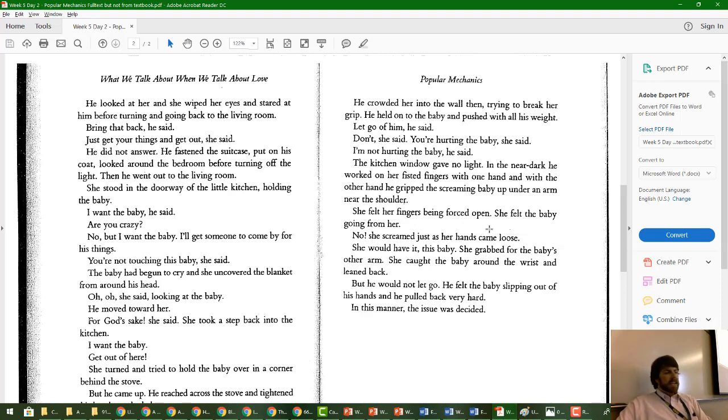So we got them fighting, forcing their fingers. Like pulling hard, yanking here, yanking there, pulled back very hard. In this manner, the issue was decided.